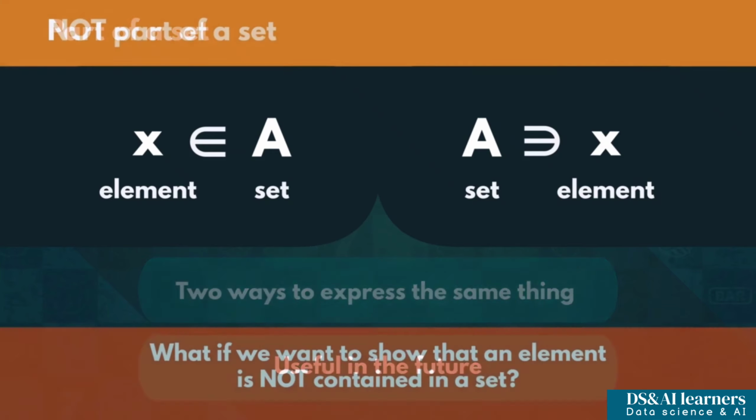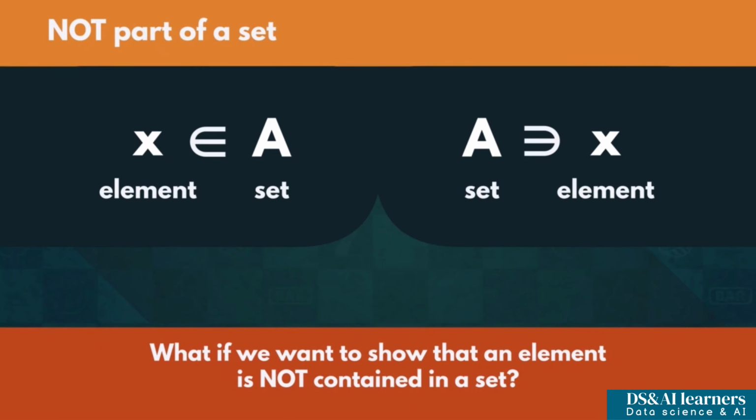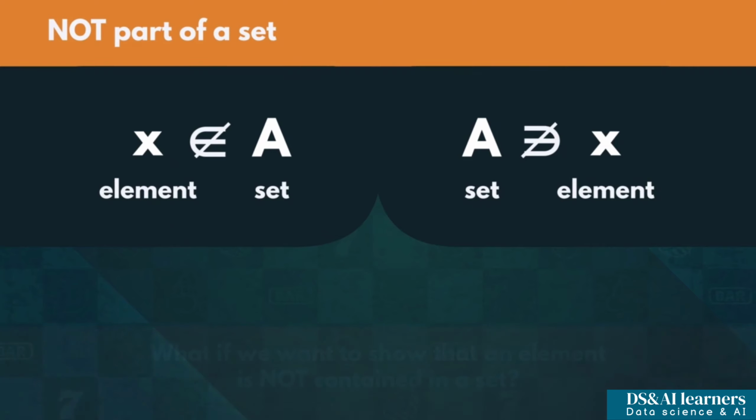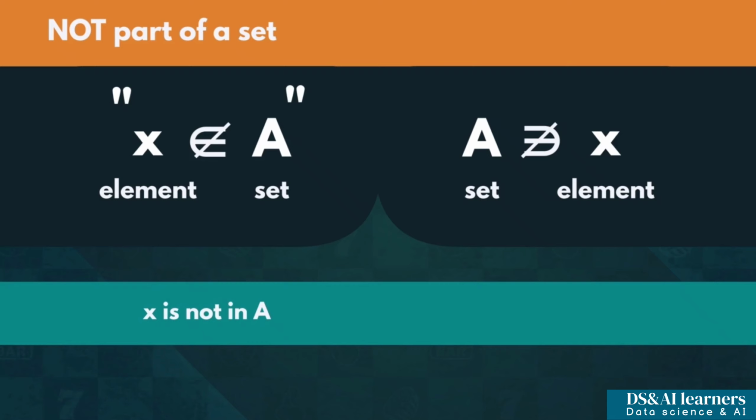Right, but what if we want to show that an element is not contained in a set? Well, we can use the same notations, but simply cross out the ∈ symbol with a single diagonal line, like so. The statements now mean X is not in A, and A does not contain X.